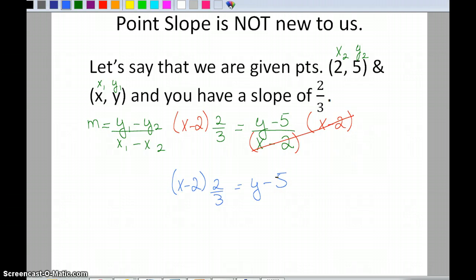Now if I move this around a little bit, maybe I put the y's on the left, I have y minus 5 is equal to 2/3 times x minus 2, just by switching it around. So the point slope formula is really just the slope formula moved around.